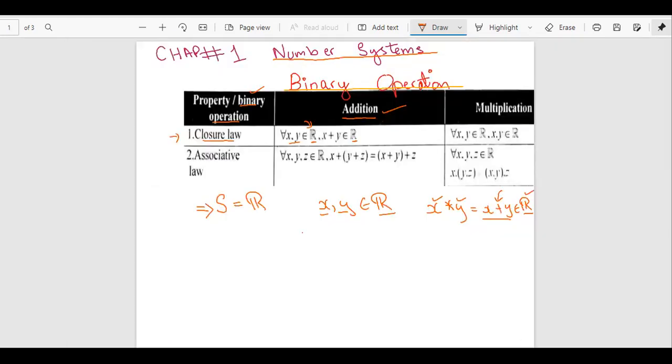So to answer your question, yes, it could be that X is, let's say, 2.2 and Y is, let's say, 0.8. Now, if I add these two numbers, I'm going to get 3. Now, this 3 is a whole number. These two are decimal numbers. That does not matter. All these three are real numbers.